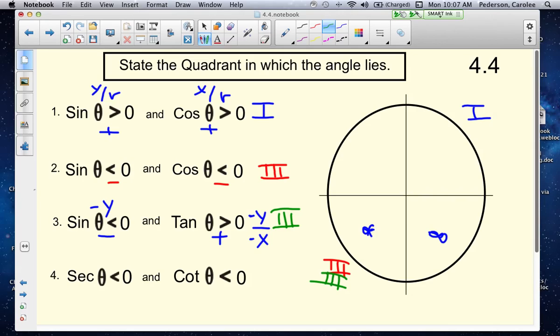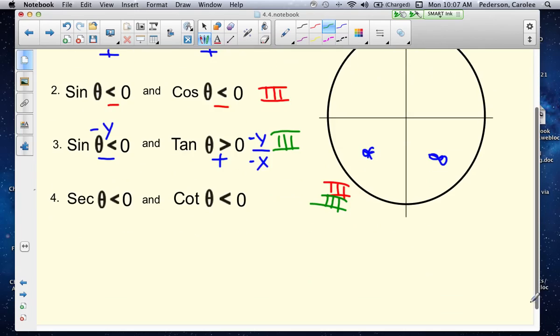Last one. My secant is negative and my cotangent is negative. So secant is the reciprocal of the cosine. So cosine is x over r, so this has to be r over x. And it's a negative. So which of those two pieces has to be the negative then? The x. So we know we have a negative x value. So it has to be either in, so far, this quadrant or in that one.